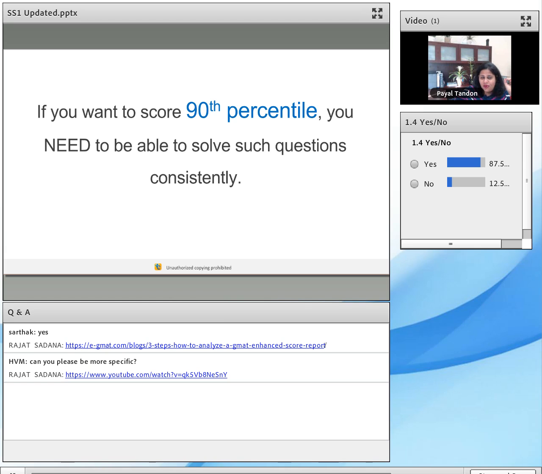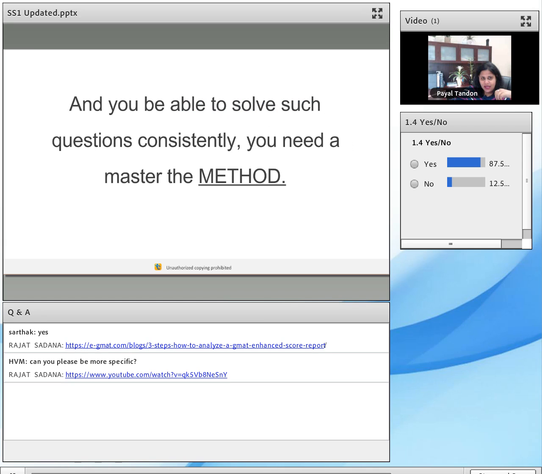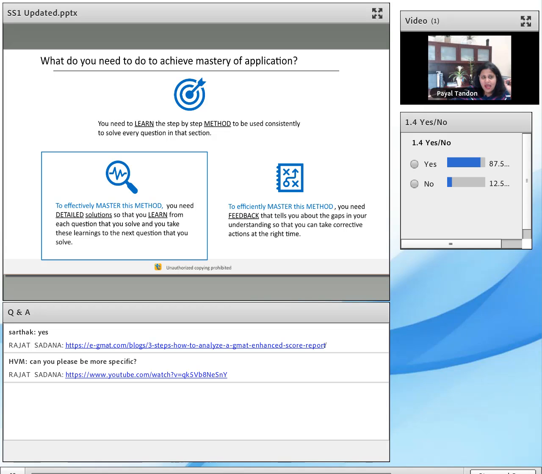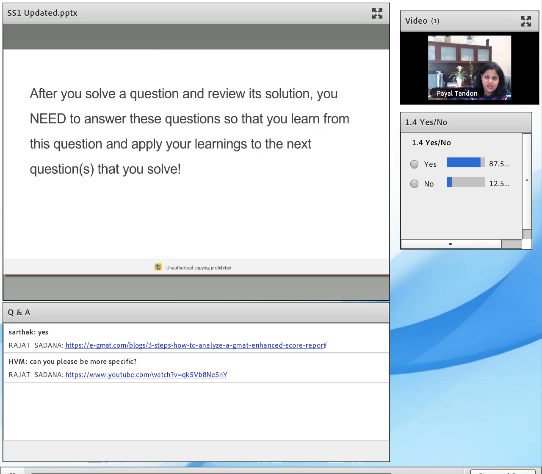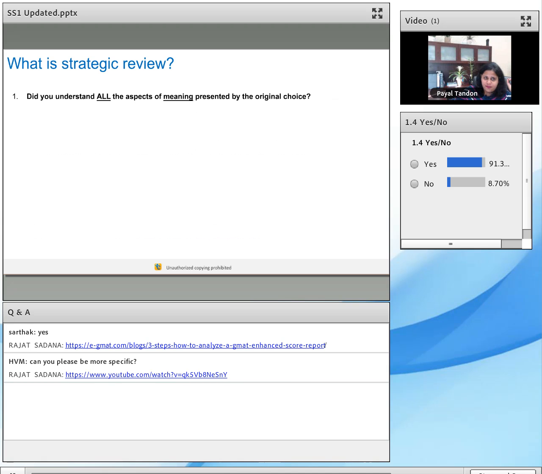So again, if you want to score that 90th percentile, you need to be able to solve such questions correctly, and for that you need to master this method. Now how is it that you should effectively master this method? That's where the detailed solutions help you. After you solve a question, you need to review the solution and answer these questions. What we call this is a strategic review.